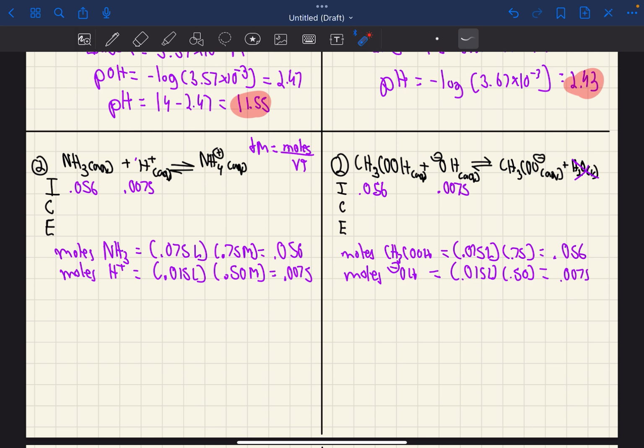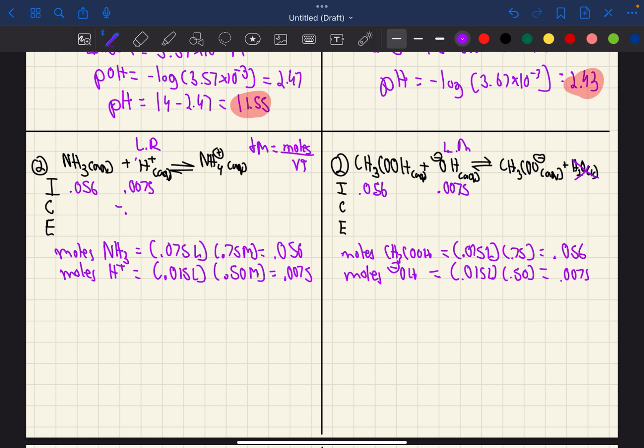So if that's the case, what is your limiting reagent? That's what you have to know. And if you compare both of these numbers, you would know that your hydrogen ions are your limiting reagent, right? For both sides, right? If that's the case, you know you're going to consume all of it. The limiting reagent is consumed completely, right?